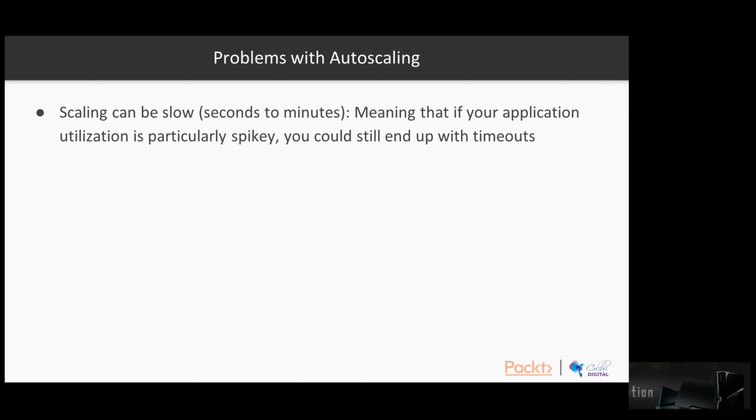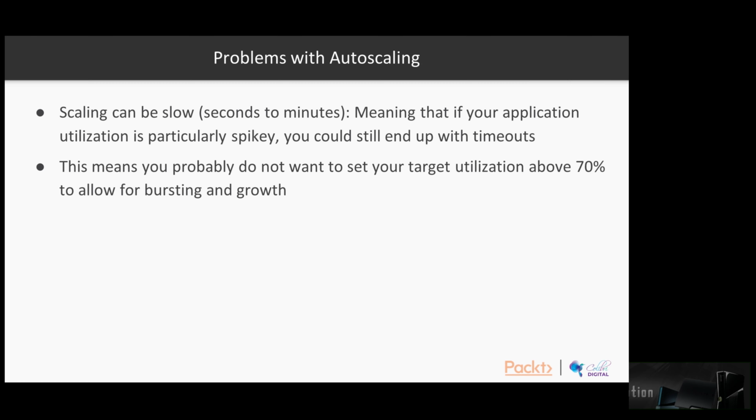And scaling can be slow. I've said seconds to minutes, but in my experience, it's usually minutes, sometimes 5, sometimes more minutes. And that means if your application utilization is really, really spiky, you could still end up with timeouts. This means you probably don't want to set your target utilization above 70% to allow for bursting and growth. But that means on average, you're paying for 30% unutilized capacity.